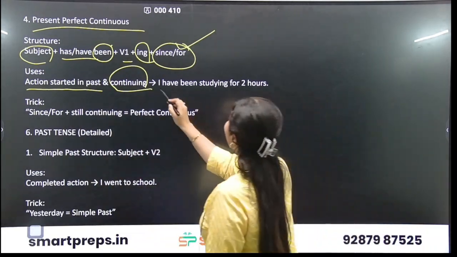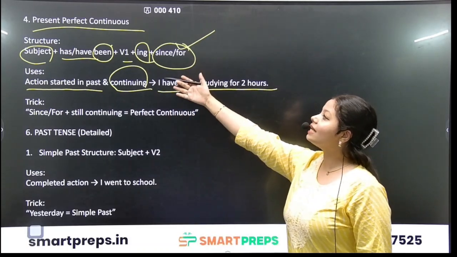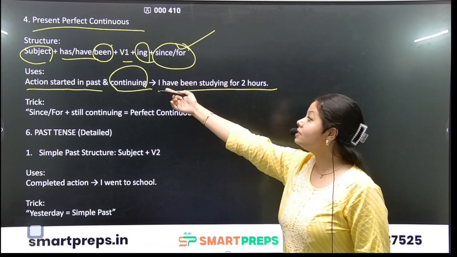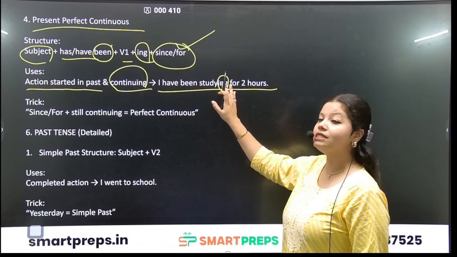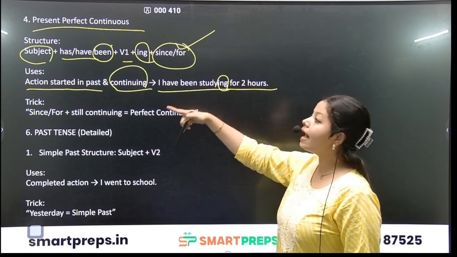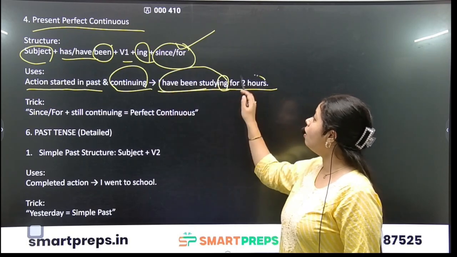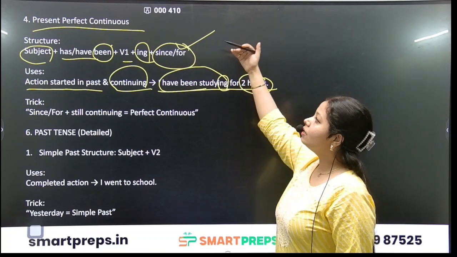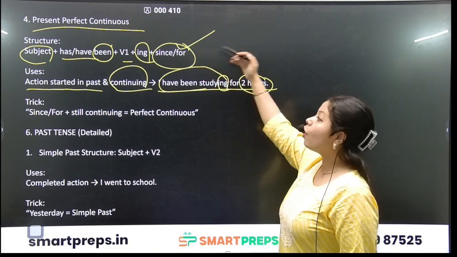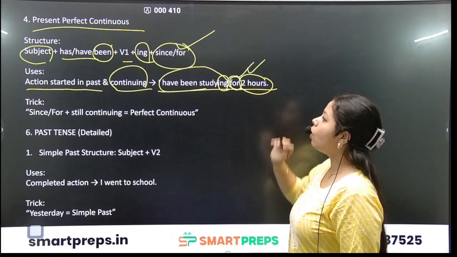I have been studying for 2 hours. It means I started studying 2 hours ago, and I am still studying now. So ing is here because I am still studying now, and I started the action in the past. That is why I have been studying for 2 hours. Along with the ing, we use since or for, so the time frame is mentioned with since or for.